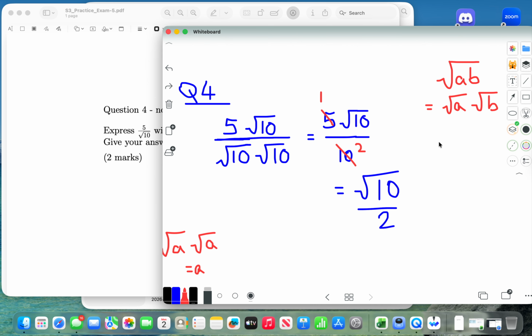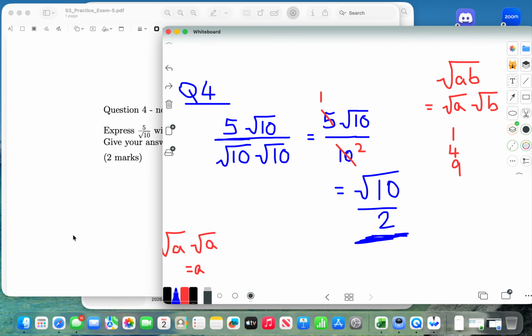Well, let's write a list of all the square numbers that are less than 10. So 1, 4 and 9. We don't have to include 16 because 16 is greater than 10. So 1, 4 and 9. 4 and 9 are not factors of 10. So we cannot write 10 as the product that we needed. So we cannot simplify root 10. So the final answer is root 10 over 2, and we can't do anything else.